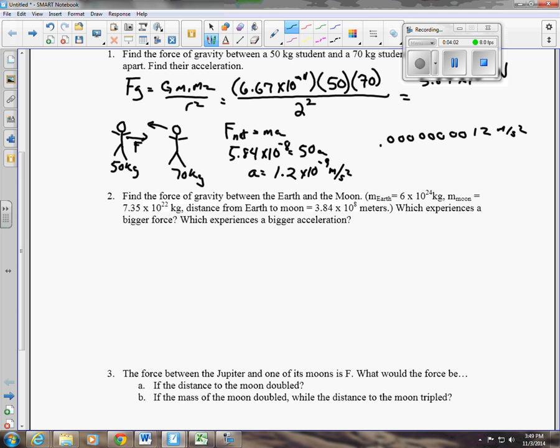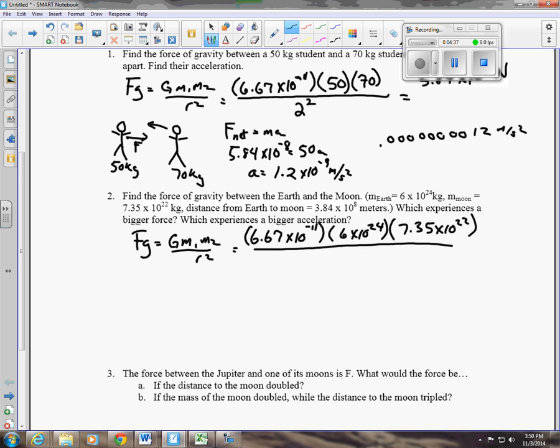We want the force of gravity between the Earth and the Moon. Okay, so we'll use the same equation, G m1 m2 over R squared. G is always the same, 6.67 times 10 to the minus 11. And by the way, you don't have to memorize that. It's on the front of the reference table. The mass of the Earth is 6 times 10 to the 24th. The mass of the Moon is 7.35 times 10 to the 22nd. I'm going to divide by the distance between them, which is 3.84 times 10 to the 8. We've got to remember the square.